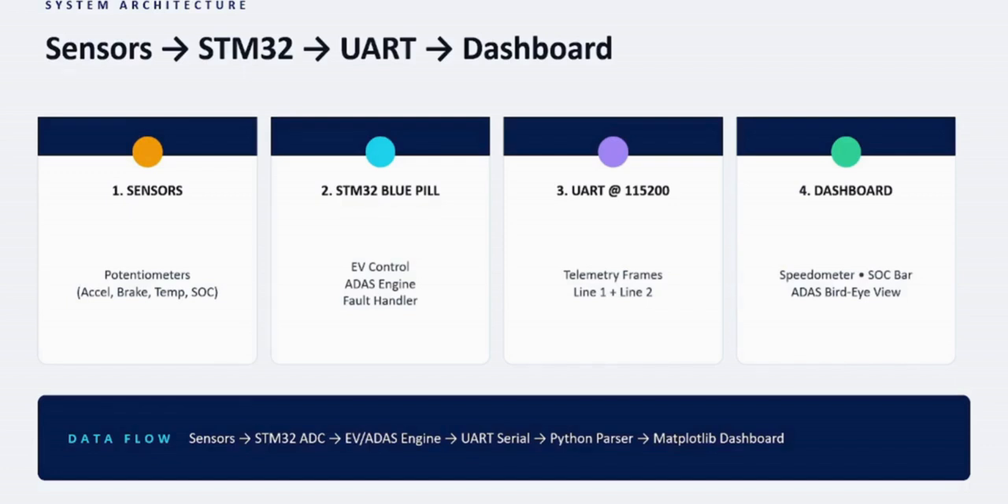The third stage is UART communication. Every 100 milliseconds, STM32 sends two structured telemetry packets through UART operating at 115200 baud. The fourth stage is the Python dashboard. The Python application receives the UART packets, extracts all information, and displays it graphically using the Matplotlib library.